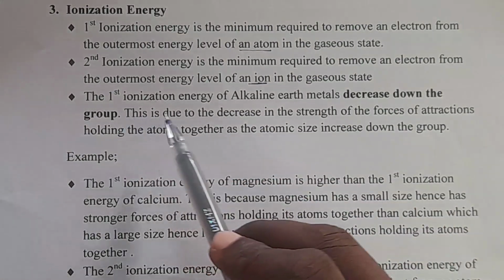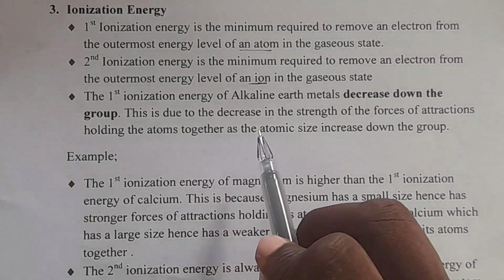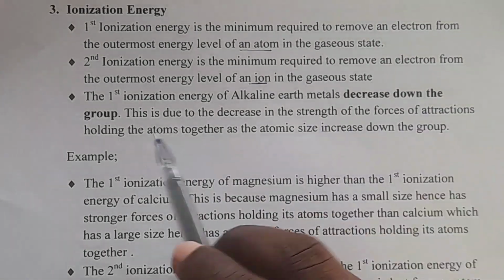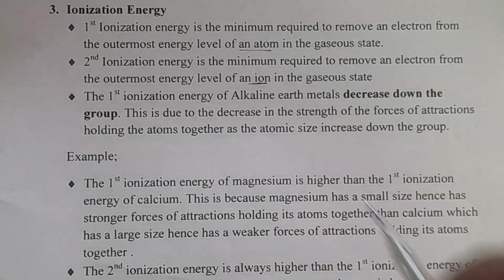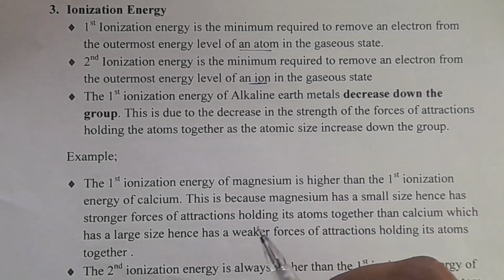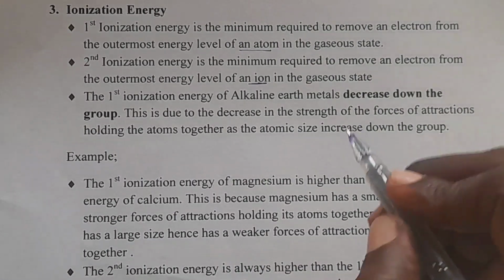So we are saying the first ionization energy of alkaline earth metals decreases down the group. Reason? This is due to the decrease in the strength of the force of attraction holding the atoms together as the atomic size, or the atomic radius, increases down the group. Because once the atomic radius increases, the ionization energy decreases.